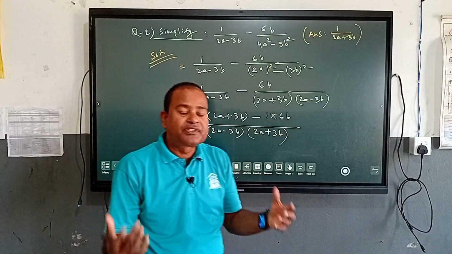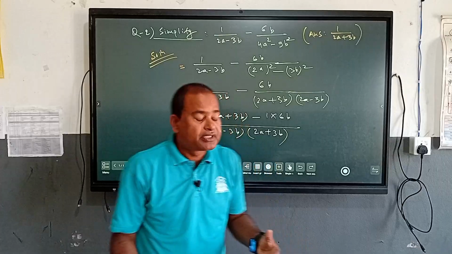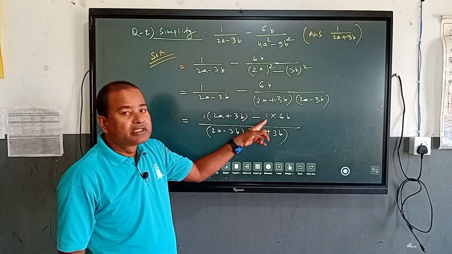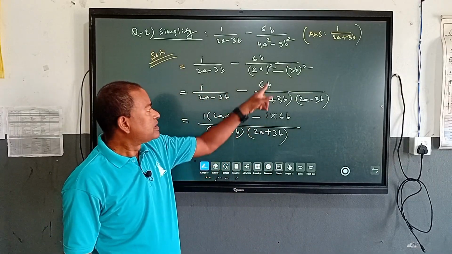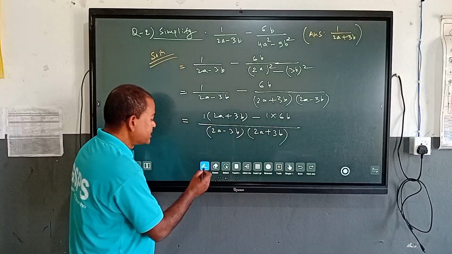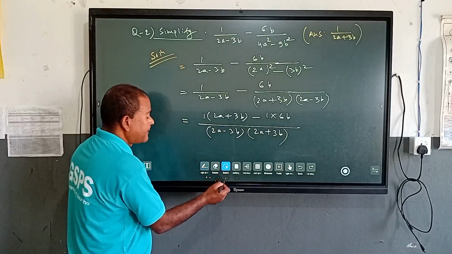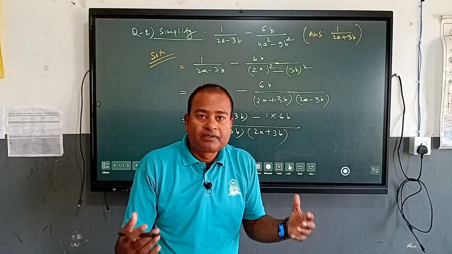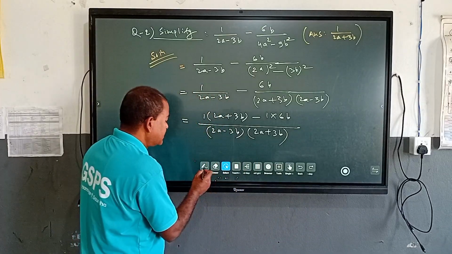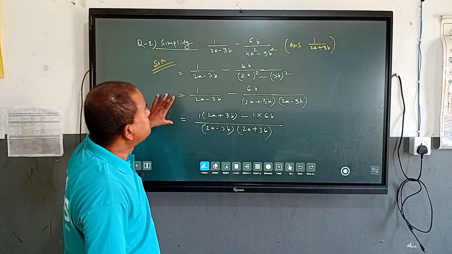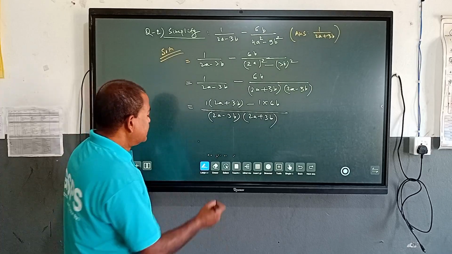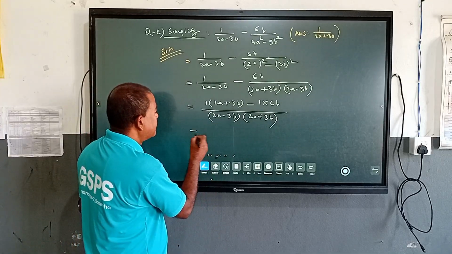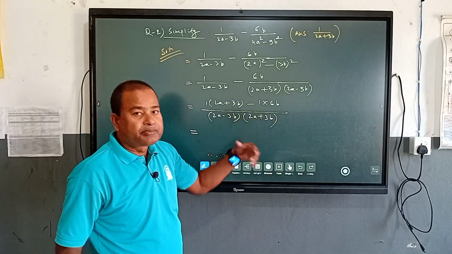So dear students, after dividing the LCM by the denominator, we get the quotient, and the quotient we have to multiply to the numerator. So this is the rule for the simplification of rational expressions of algebraic expressions. Dear students, now let's open the bracket.